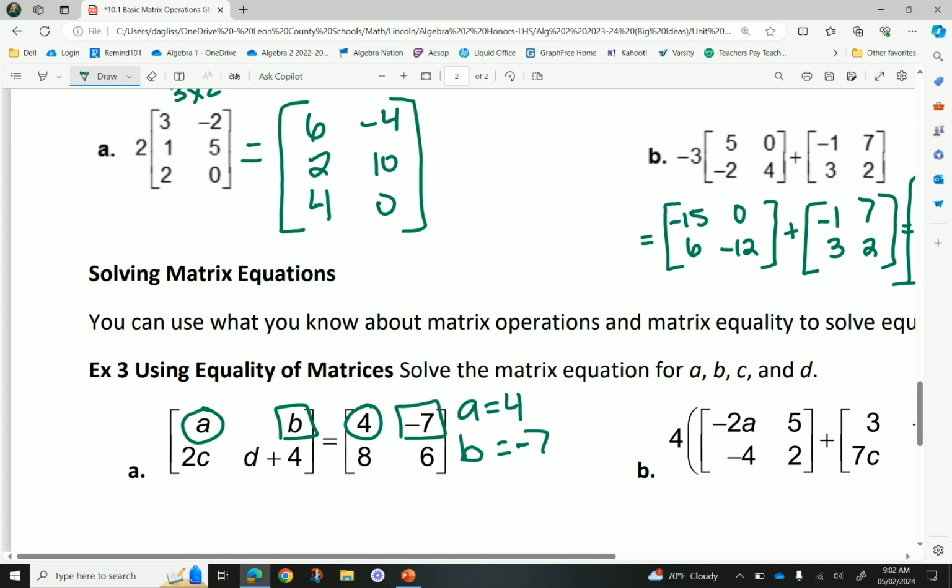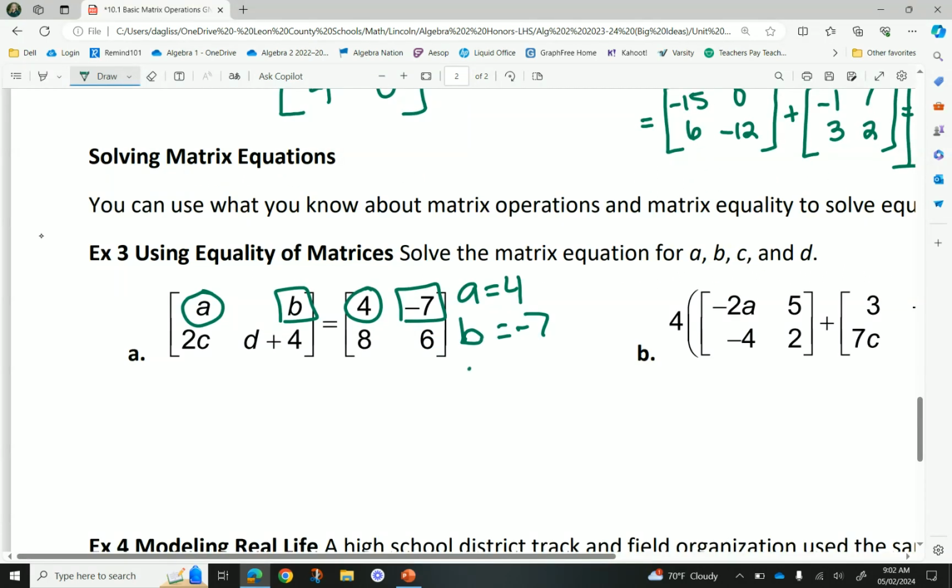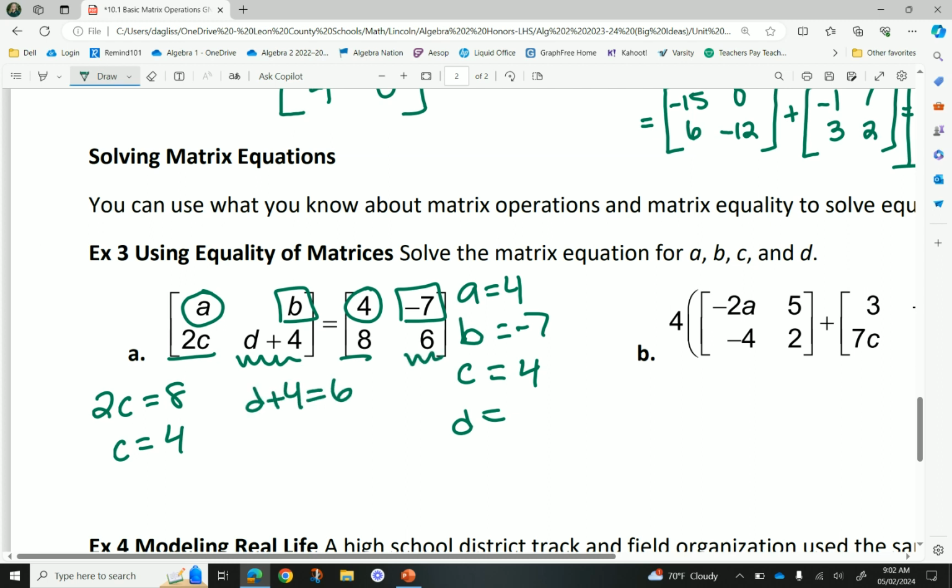We're going to need a little work to find C, but not too much work. So 2C equals 8 because they're in the same position in our matrix. So C equals 4. And then D plus 4 is in the same position as 6. So D equals what? D equals 2.